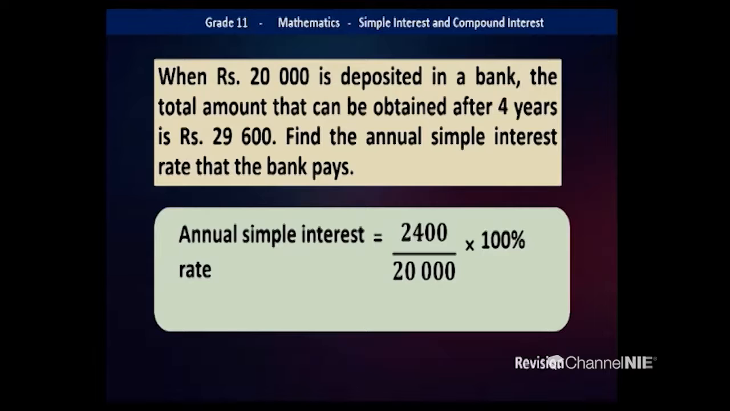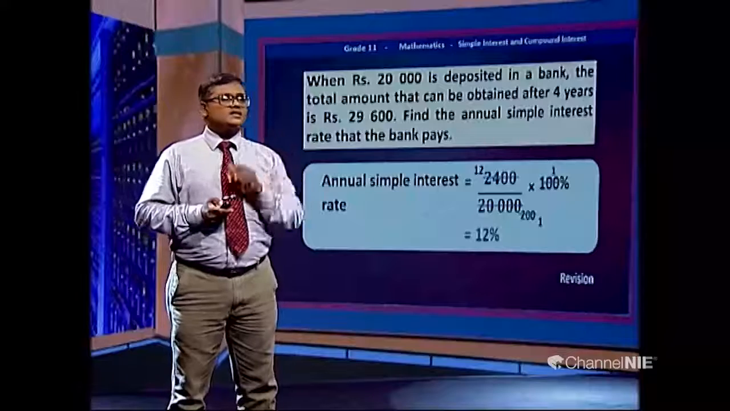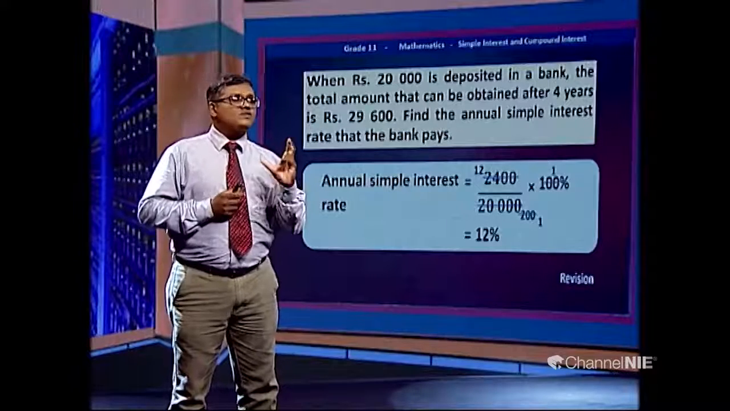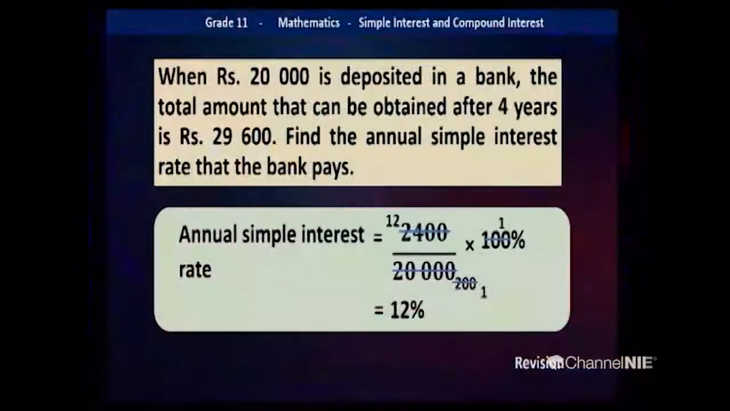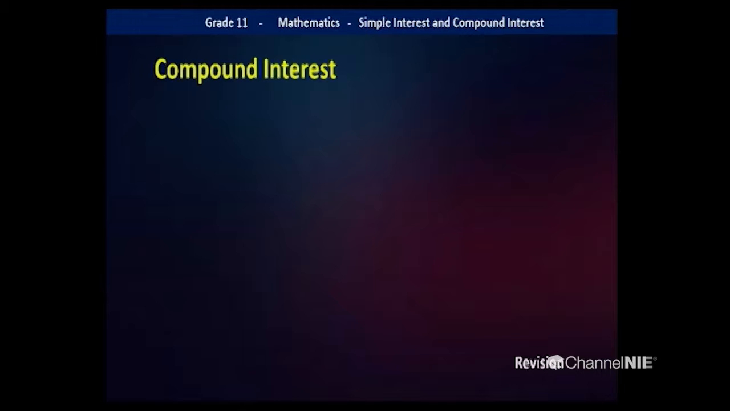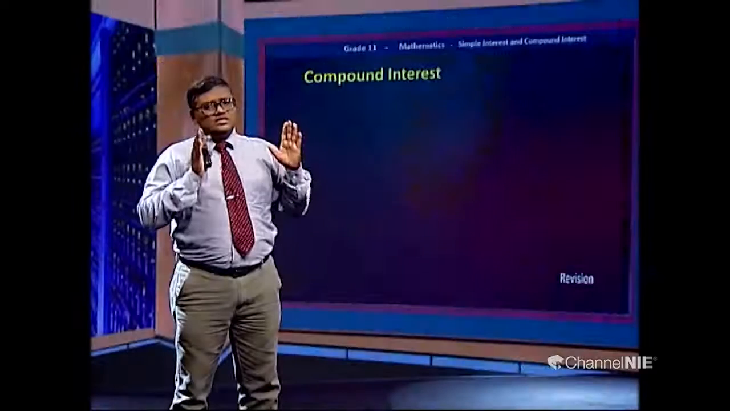2,400 upon 20,000 into 100%. Then you can cancel zeros by zeros, again zeros by zeros, double zero, double zero. That is a simple thing. You can simplify these questions in any way you like. If you don't want to follow my method, you can use any method to do the simplification. Then the answer is 12%. The annual interest rate, our unknown interest rate, is 12%. Right. Now that is about simple interest.